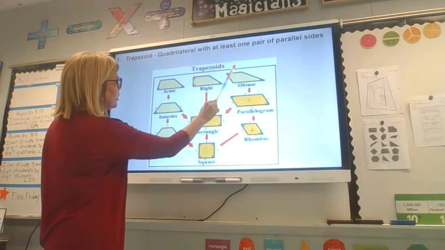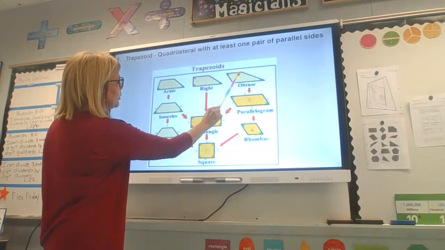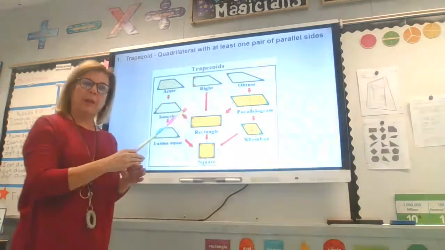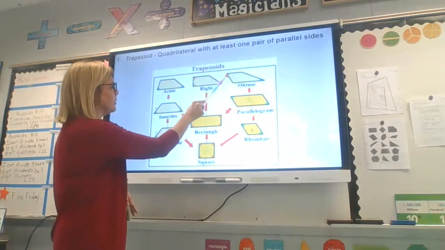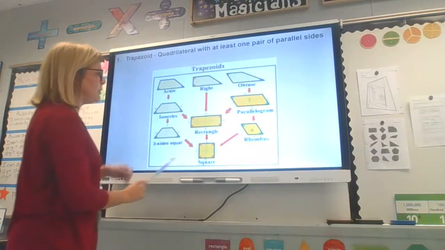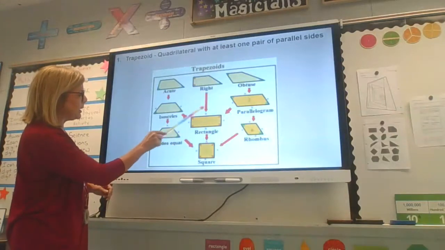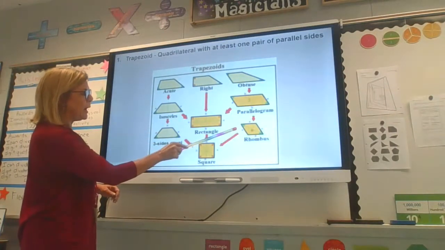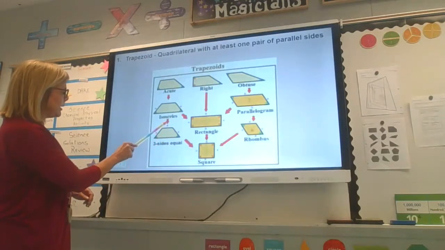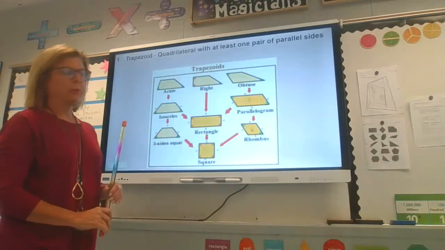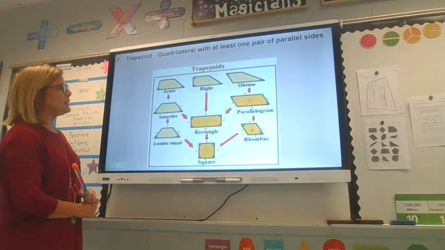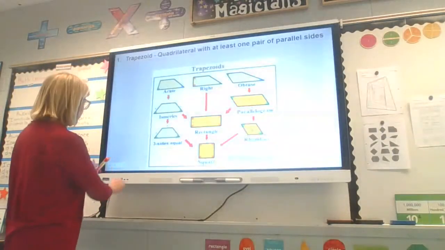Parallel, these are angled. This one's slightly more angled, so eventually it's going to intersect with the other line. So there's our parallel. This parallelogram has two sets of parallel sides. Our rectangle has two sets, our square, our rhombus, and then our three sides right here. Here's our parallel lines there. So that's our trapezoid. Again, it's the quadrilateral with at least one pair of parallel sides.